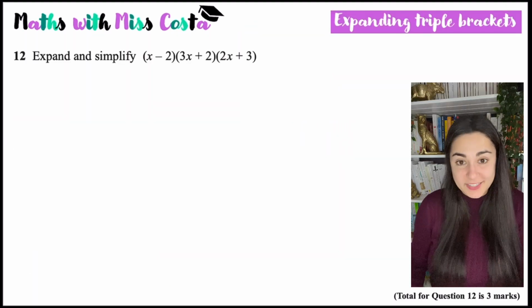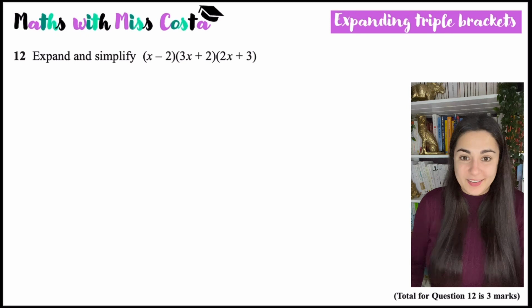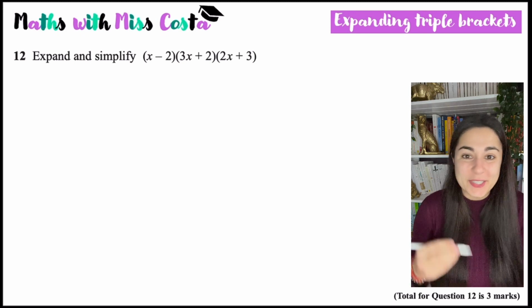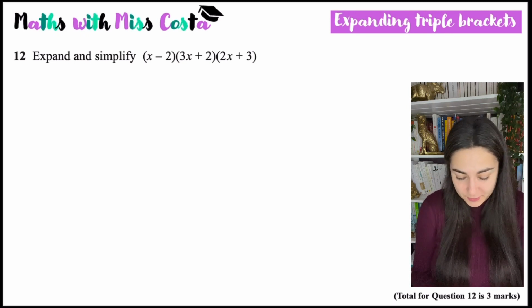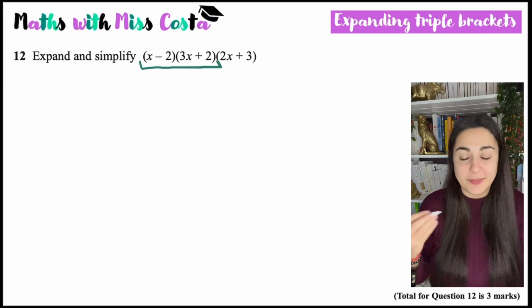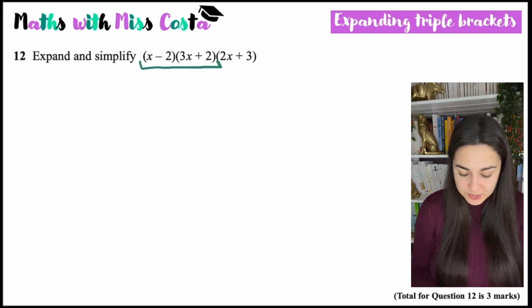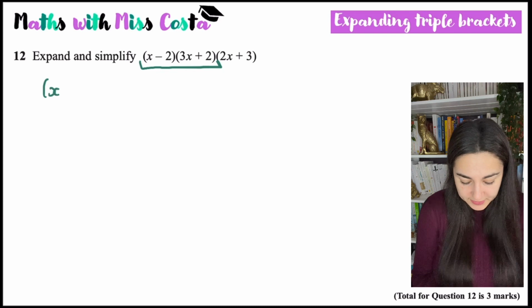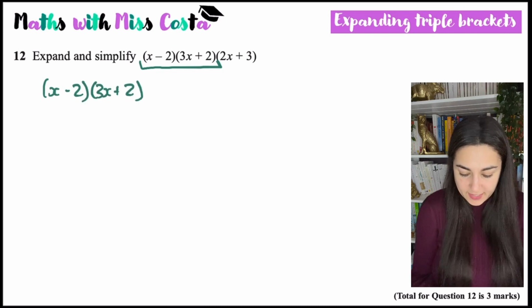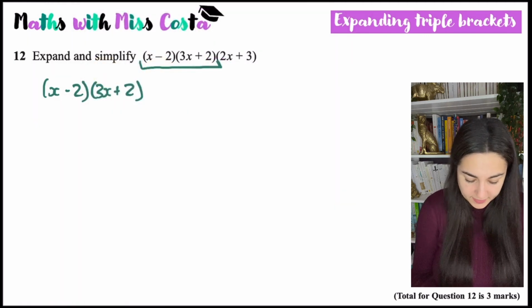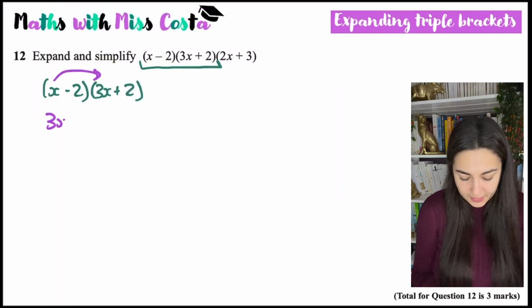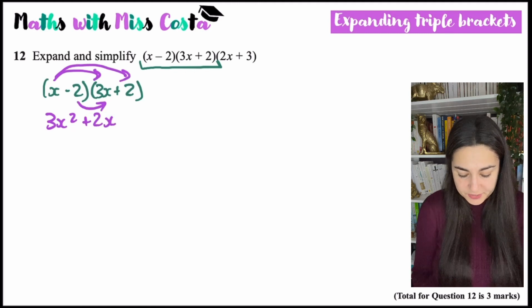Okay, so expanding triple brackets. This isn't as scary as it looks. All you have to do is pick 2 of the brackets to multiply and just expand them like double brackets. And then I'll show you what to do next. So for the first one, let's just multiply these brackets. We've got x take 2, 3x plus 2. Let's multiply them. So x times by 3x is 3x squared. x times by 2 is 2x. Negative 2 times 3x is negative 6x. And negative 2 times 2 is negative 4.